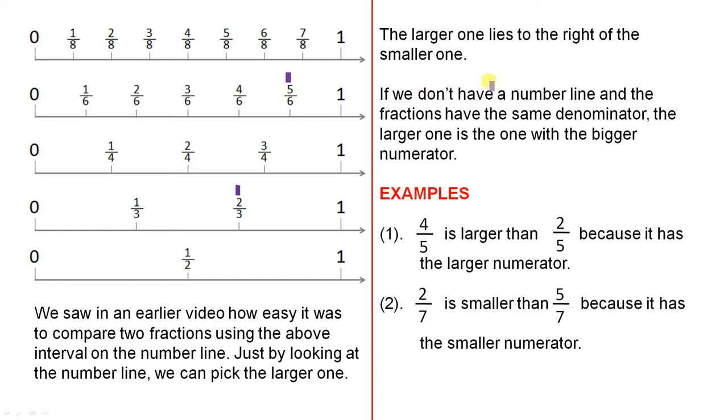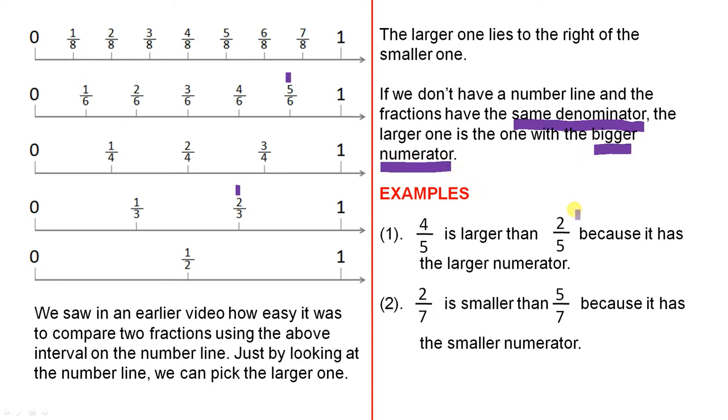Now what happens if we don't have a number line? Let's see. If we don't have a number line, let's start with fractions that have the same denominator. The larger one is the one with the bigger numerator. So the larger one has the bigger numerator.